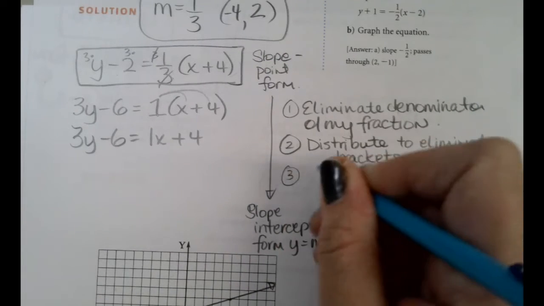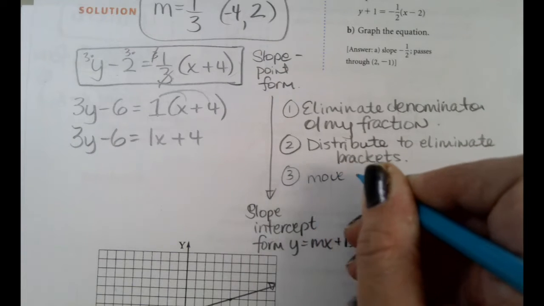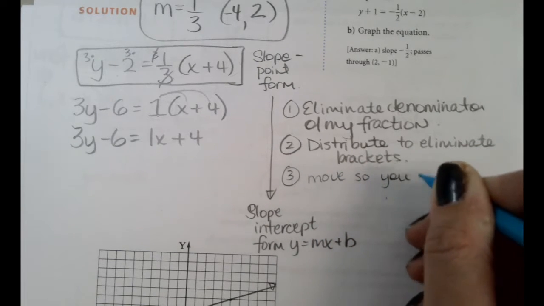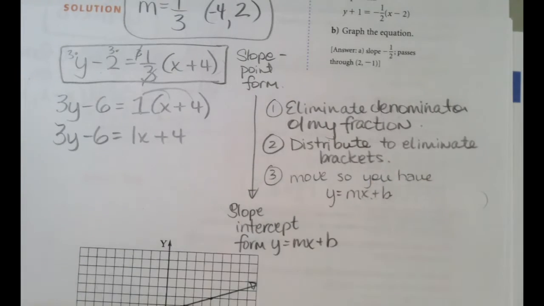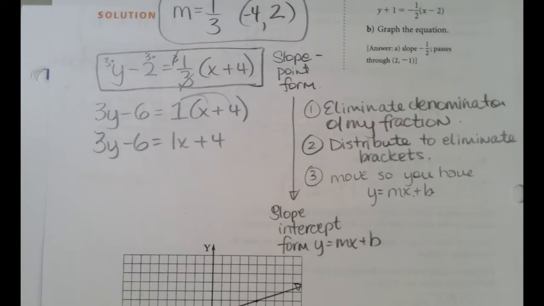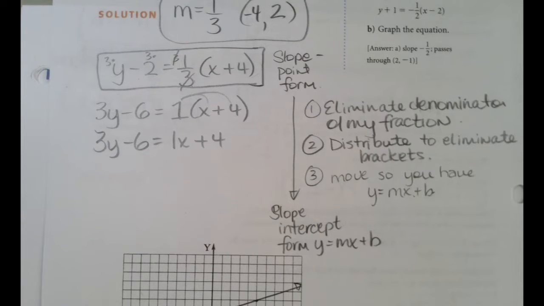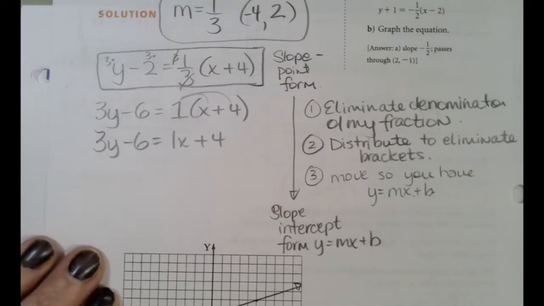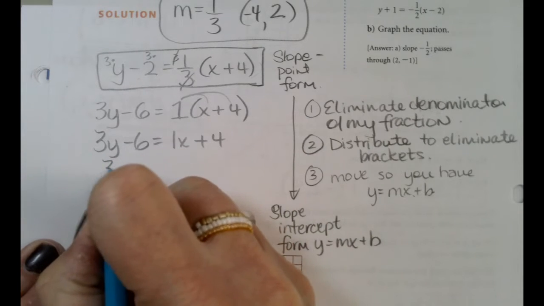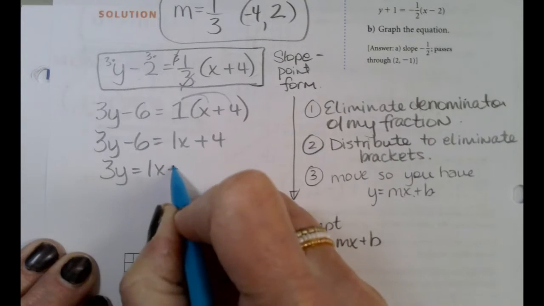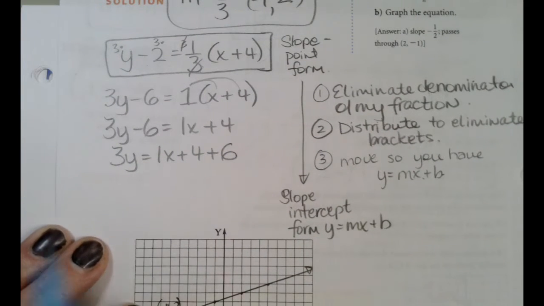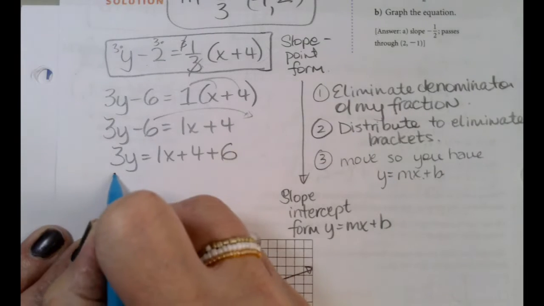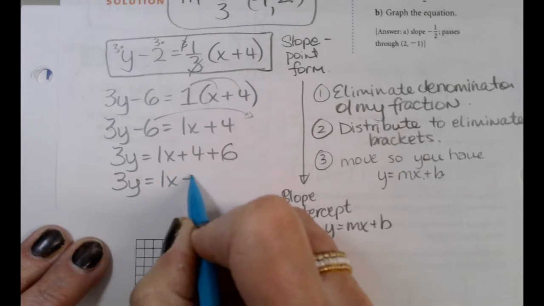Okay, and then the third step is to move. So you have y equals mx plus b. Right? My x is in the right spot. It's on the right-hand side. I have a number over there. The only thing I need to move is this guy right here, right? 3y is equal to 1x plus 4. And I'm going to add the 6 to the other side. It needs to move. Move it over there. 3y is equal to 1x plus 10.